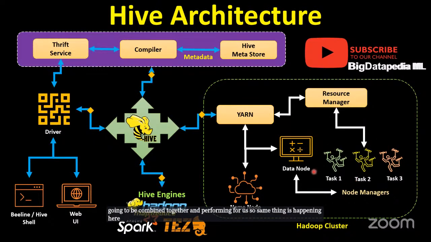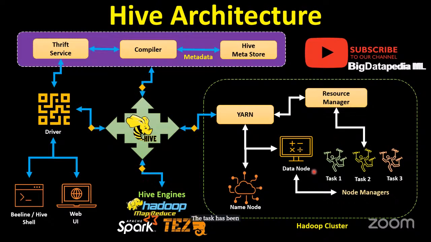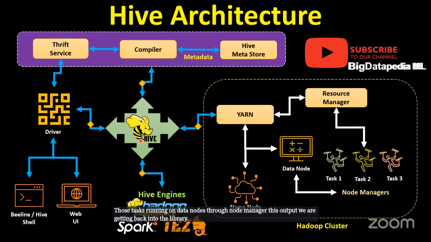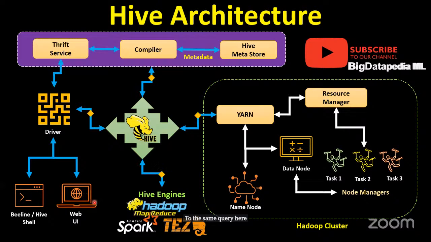Sorry, the job will be split into multiple tasks. Those tasks run on the data node through the node manager. This output we are getting back into Hive. So for the same query, I just passed select star from table, and this command I just executed.